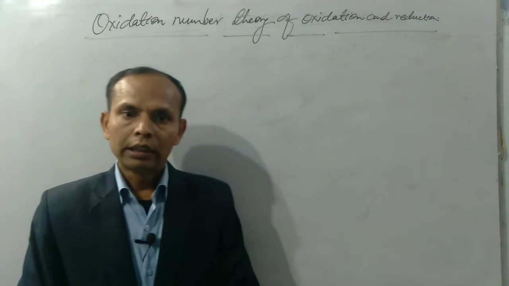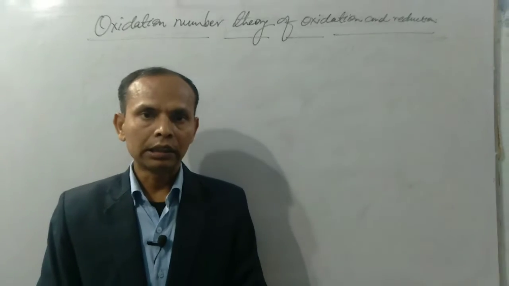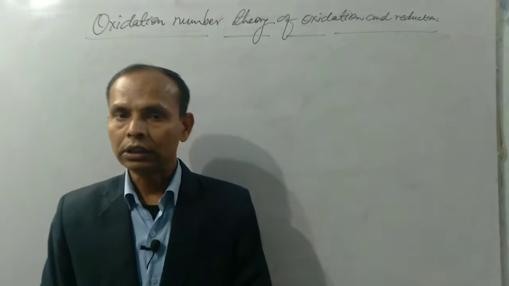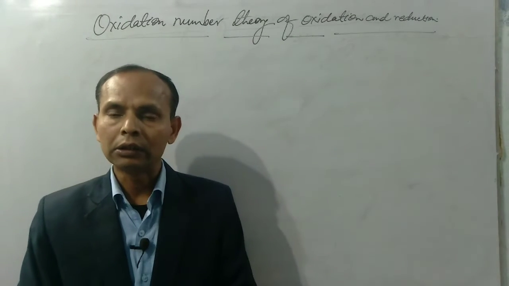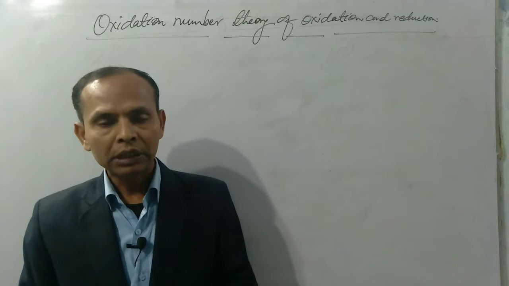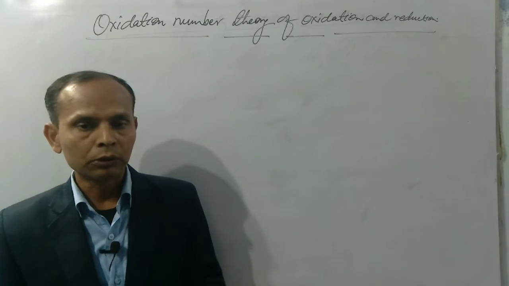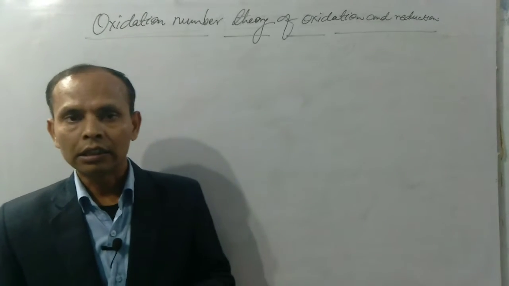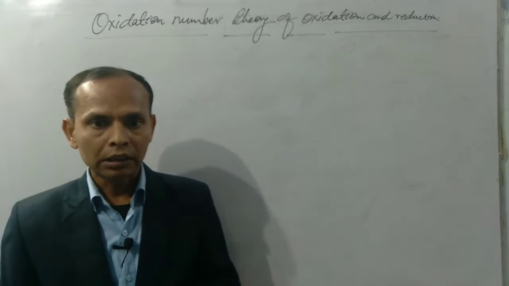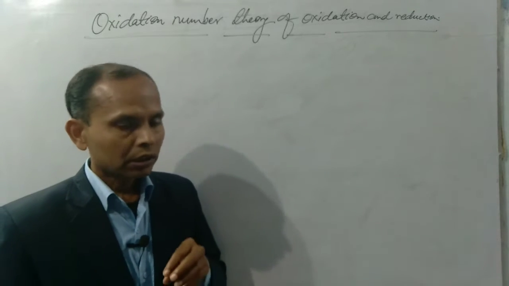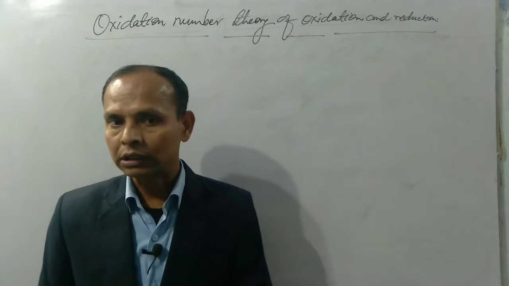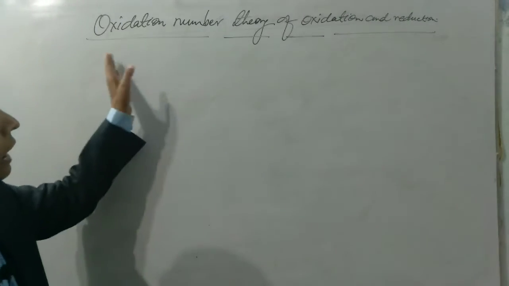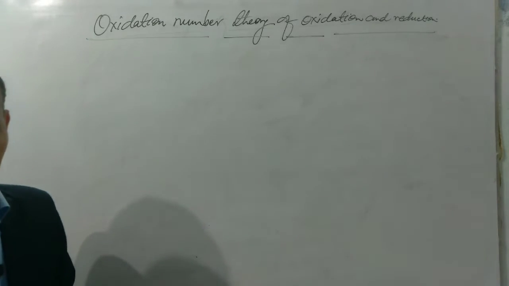Good morning. In this class, we have to study the oxidation number theory of oxidation and reduction. This is one of the important theories regarding oxidation and reduction. In previous classes or videos, we have learnt about the classical concept of oxidation and reduction, and according to the modern concept, the oxidation number theory as well as the electron loss and gain theory. But the remaining topic will be the oxidation number theory of oxidation and reduction.